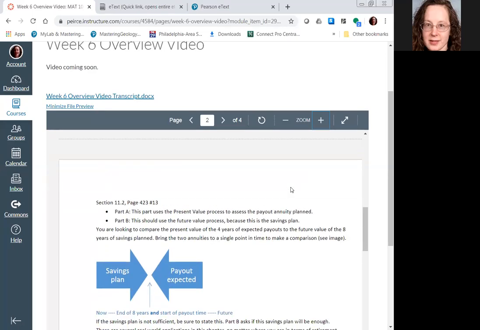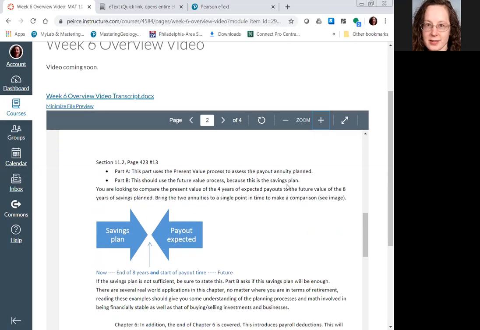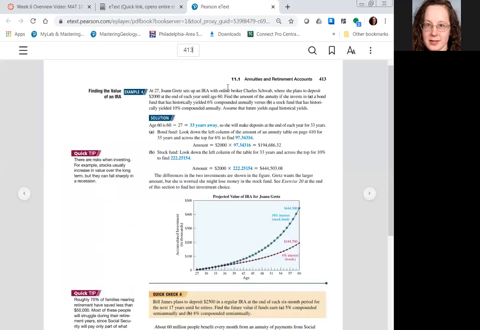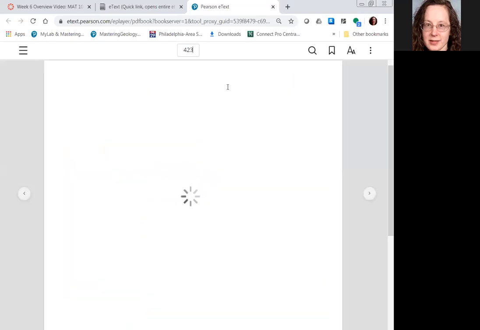A little logic and a little image. This is also posted for you in your Google Share folder as its own document, but I inserted it here in the transcript to go over it with our overview. Page 423, number 13, so that's chapter 11, section 2.